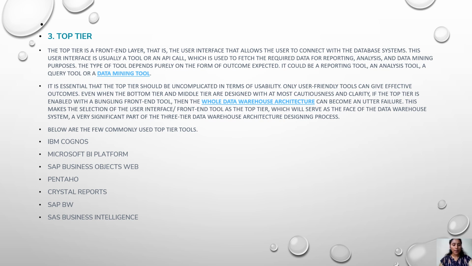A very significant part of the three-tier data warehouse architecture designing process. Below are a few commonly used top-tier tools. They are Microsoft BI Platform, SAP BusinessObjects Web, SAP Business Intelligence, etc.